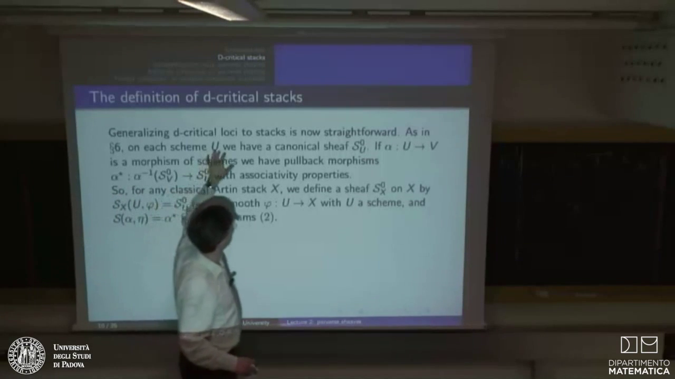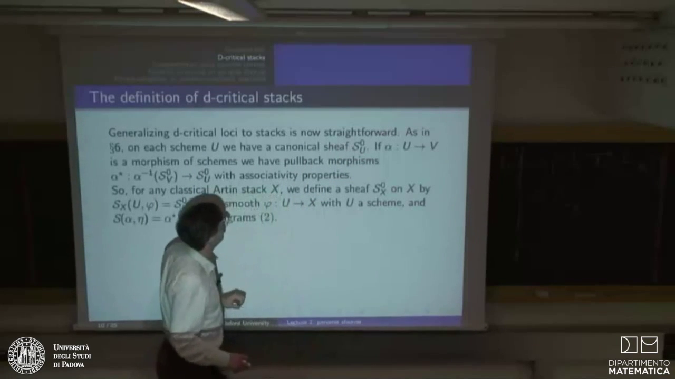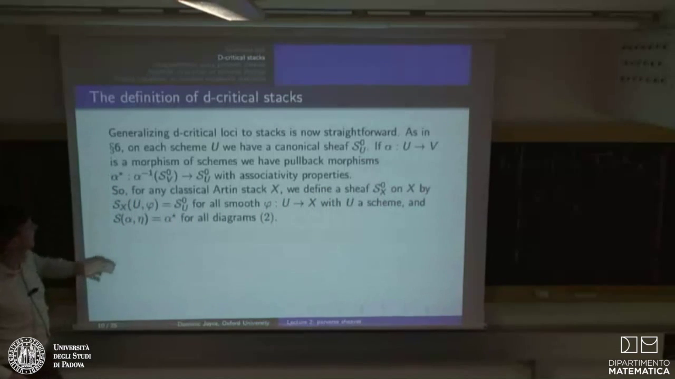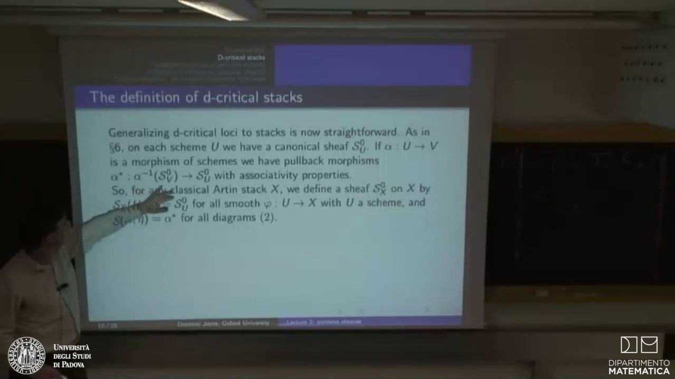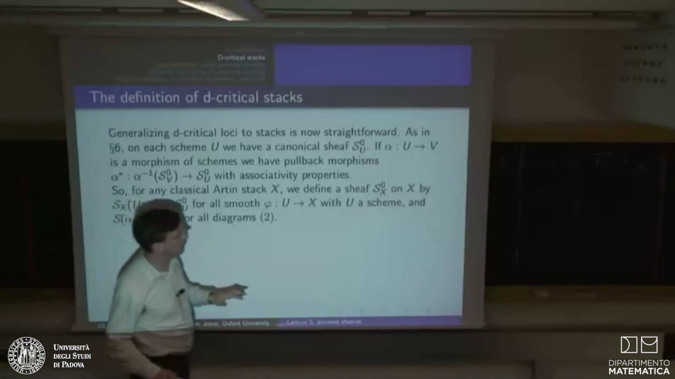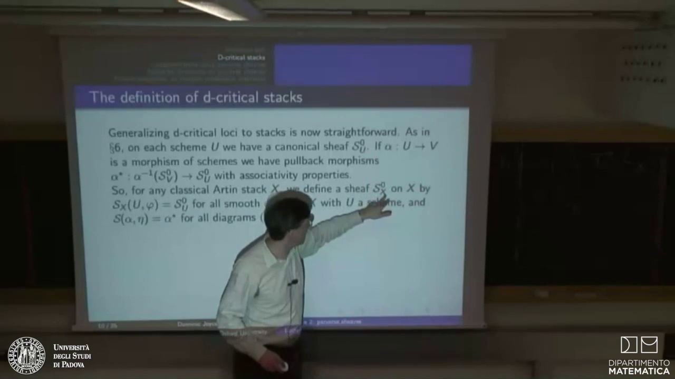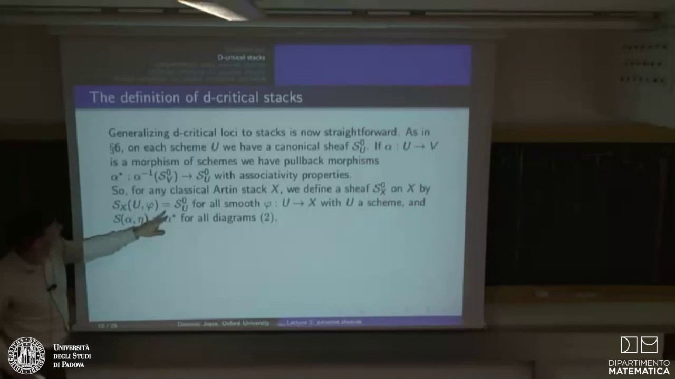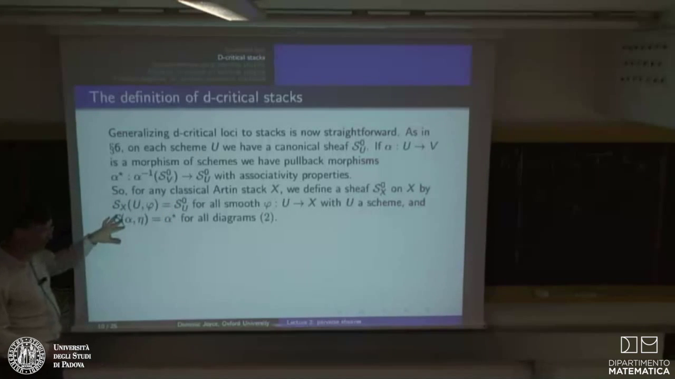So on each scheme U, you've got a canonical sheaf S0 of U. If you have a morphism of schemes, alpha from U into V, there turns out to be a natural pullback morphism from the pre-image of the sheaf of V on U into the S0 of U, which has the obvious associativity properties. So therefore, on any classical R-times stack X, you get a natural sheaf of K vector spaces, SX0 on X, which assigns to each smooth atlas U the sheaf S0 of U, and to each triangle like that, well, that shouldn't say two, that should say one, sorry, the pullback morphism going between the pullback of the sheaf from V to U.